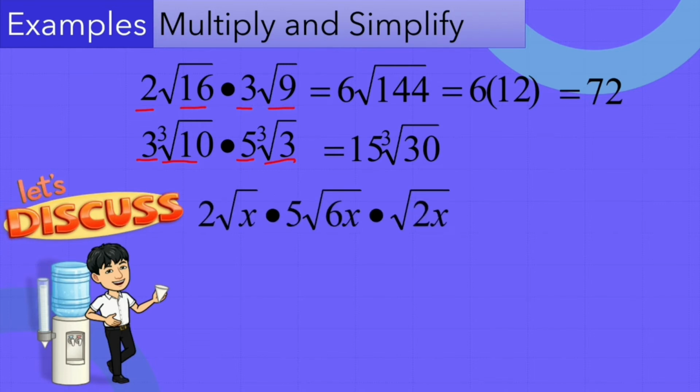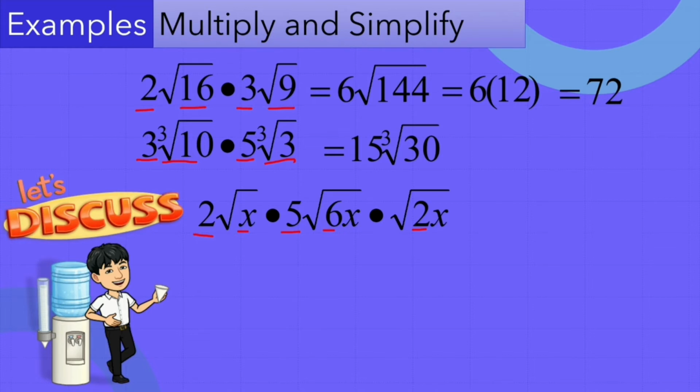Next, let's try this one. Suppose we're going to multiply 2 square root of x times 5 square root of 6x times 2 square root of 2x. So we will multiply again 2 times 5, and it will give us 10. Next, we will multiply inside the radical. That's 6 times 2, which is 12.